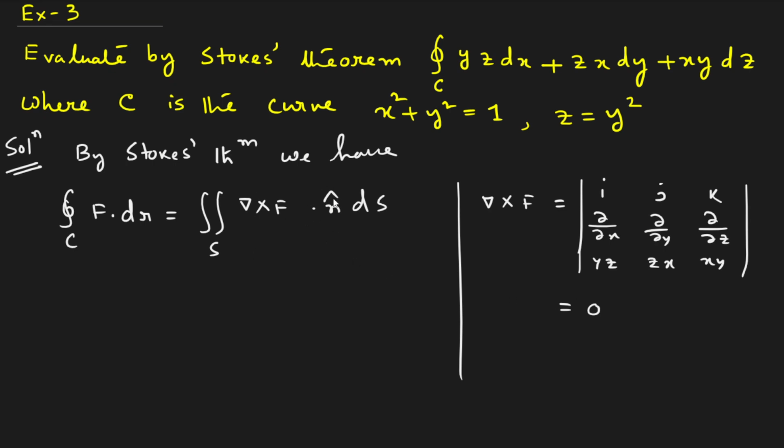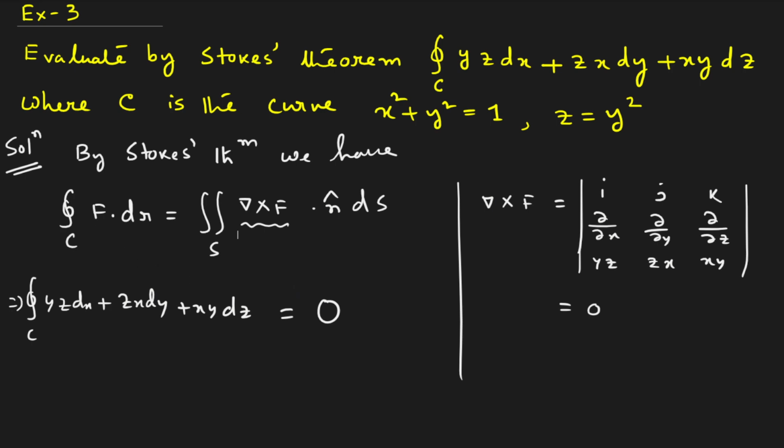No need to find n cap, because for n cap we have to find del F by modulus of del F. But when we expand this determinant, exactly 0 we get. So our answer is how much? Directly 0. So this is a very simple problem. So the left hand side, yz dx plus zx dy plus xy dz equals how much? 0. Because this part is 0. So it's a very simple problem.